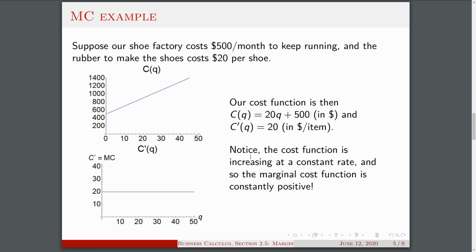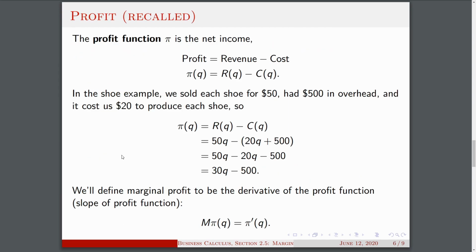Okay. So we have a positive slope that's constant, and so we have a positive constant function for the derivative. Makes sense. Everything lines up. Well, these should line up. Slightly off, but anyways. Okay, so revenue and cost.